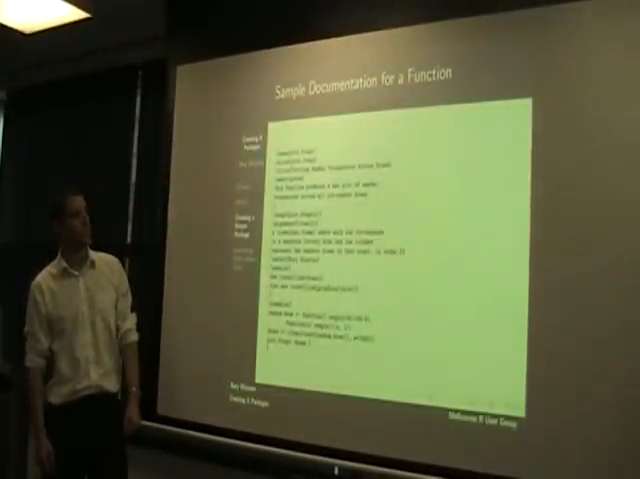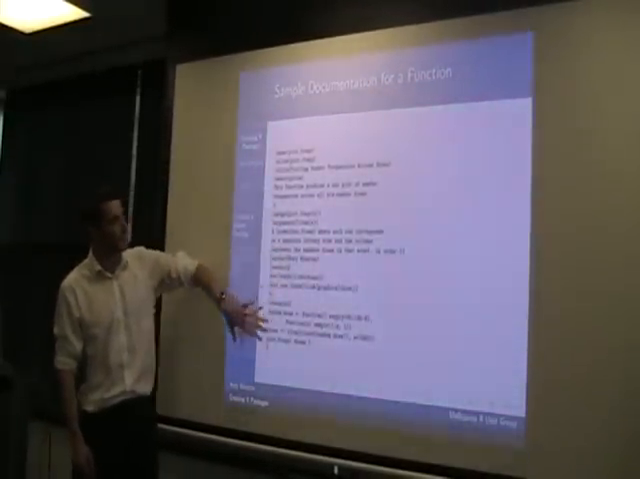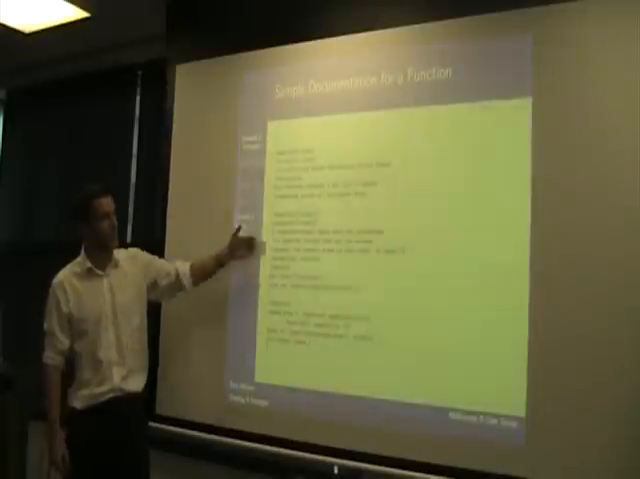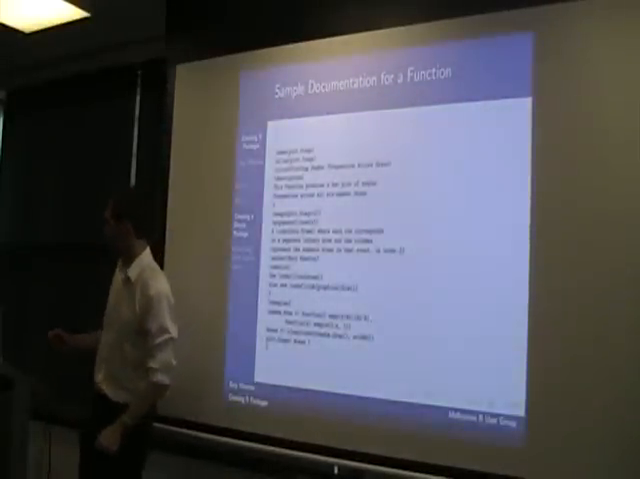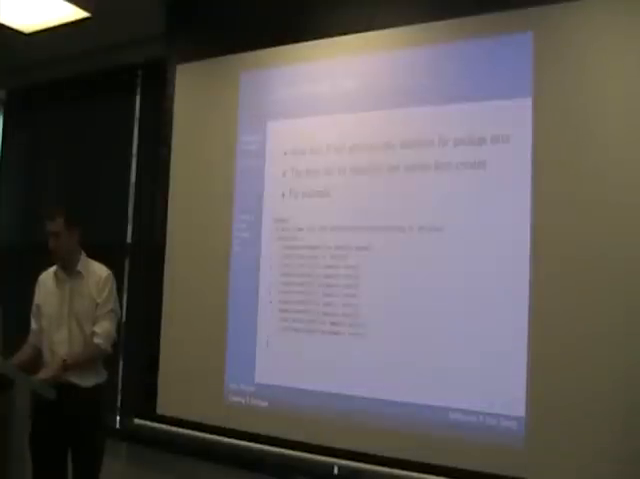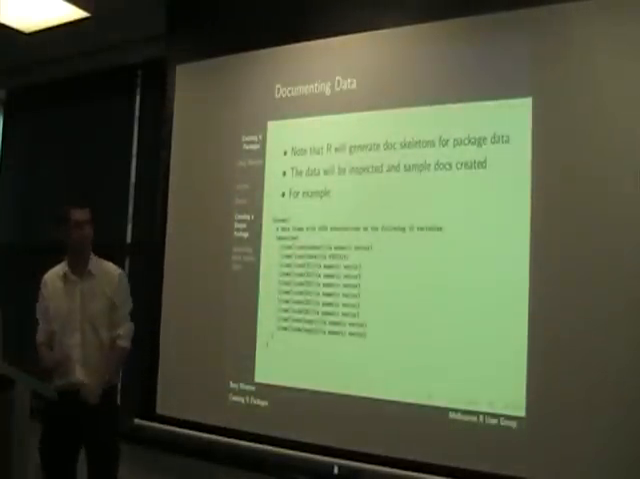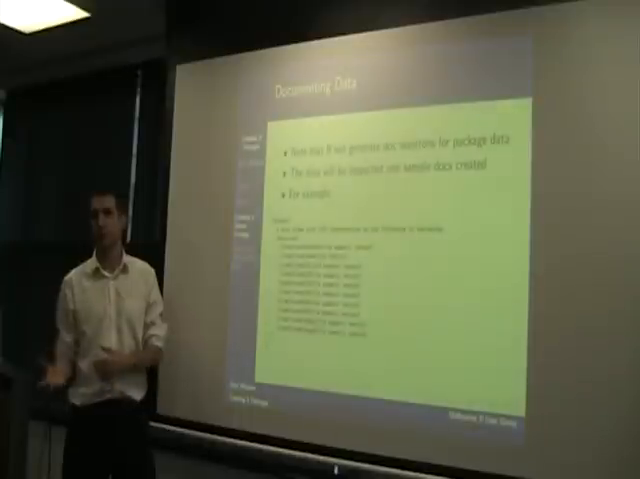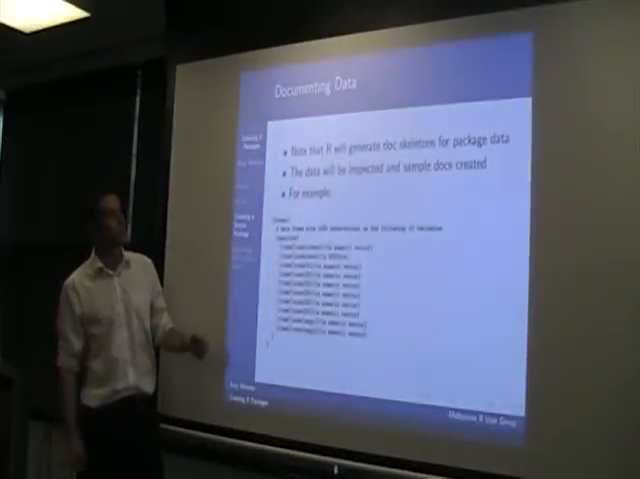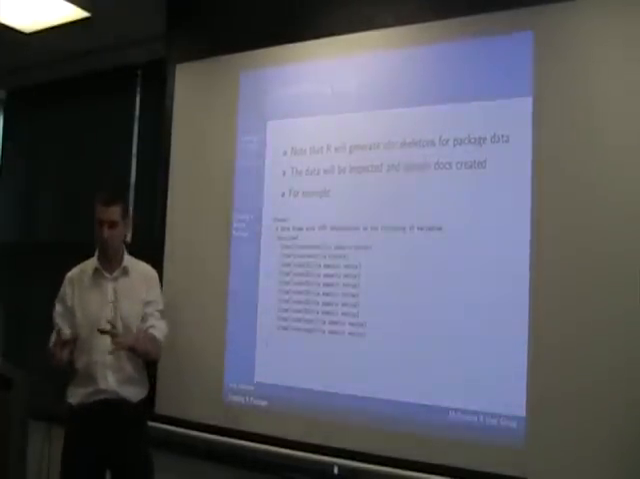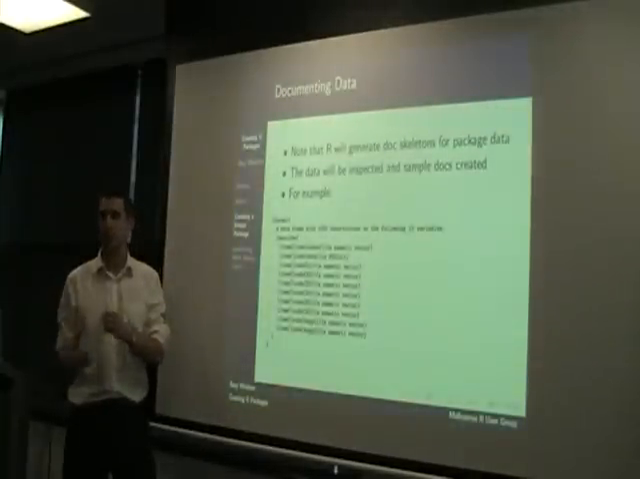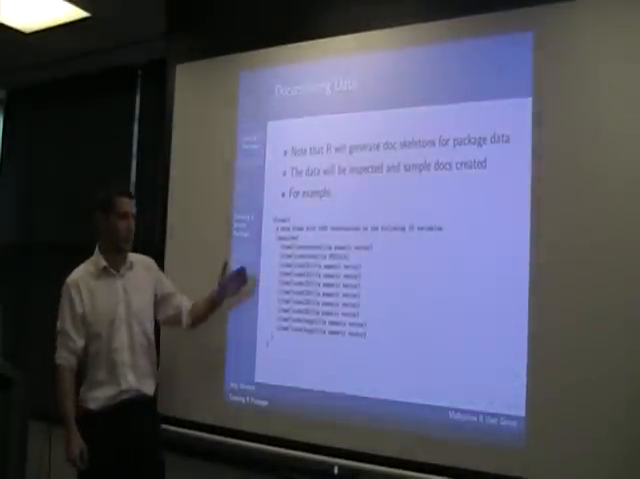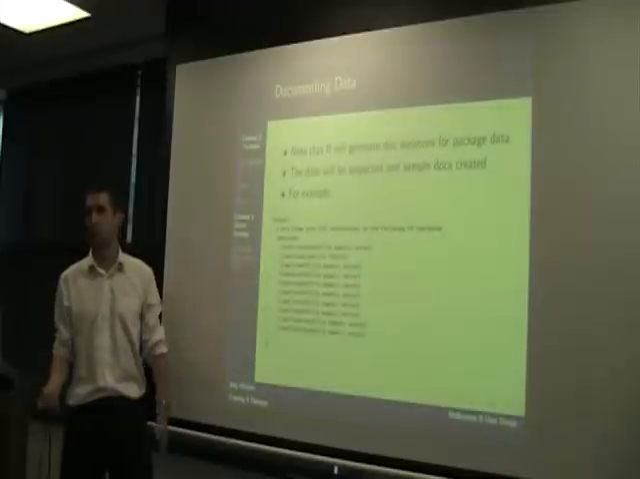So that's a very simple help file. I won't go through all of it, but that's basic. That's basically it. It's quite simple. And I think you also saw that it also generates help files for data, not just functions, but for data. So what R does is it will look at your data, it will look at every field in your data and all the data types, and it will generate skeleton documentation for the data.